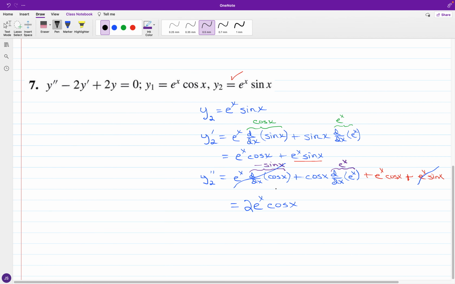So looking at setting y to y sub 2 and applying substitution, with y double prime, you have 2e to the x cosine of x minus 2 times, in this case, y sub 2 prime, so you have e to the x cosine of x plus e to the x sine of x, plus 2 times y sub 2.